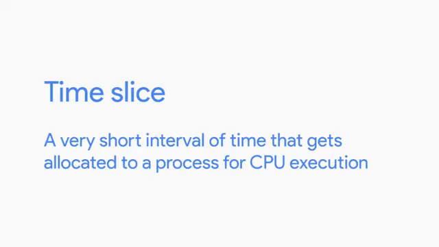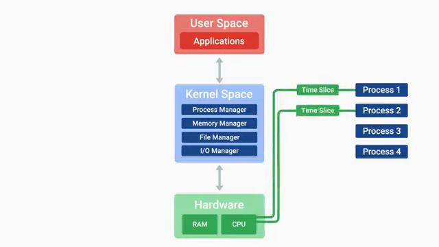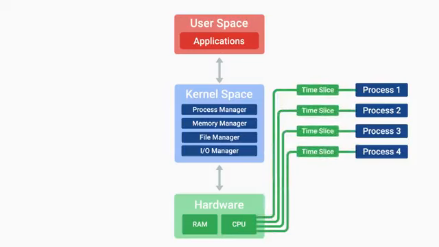A time slice is a very short interval of time that gets allocated to a process for CPU execution. It's so short that you don't even notice it. I mean, it's super short. The CPU executes one process in milliseconds, then executes another process, then another. To the human eye, everything looks like it runs simultaneously. That's how fast the CPU works.